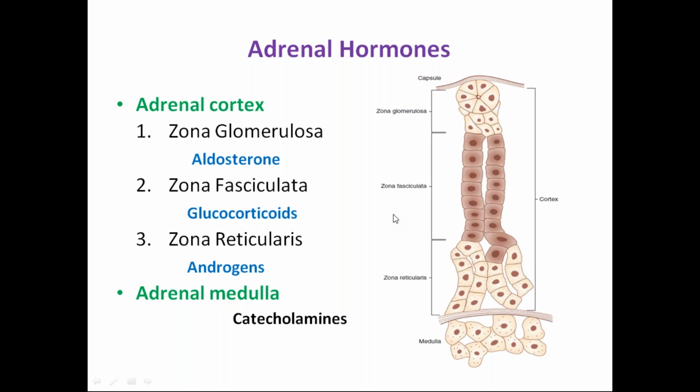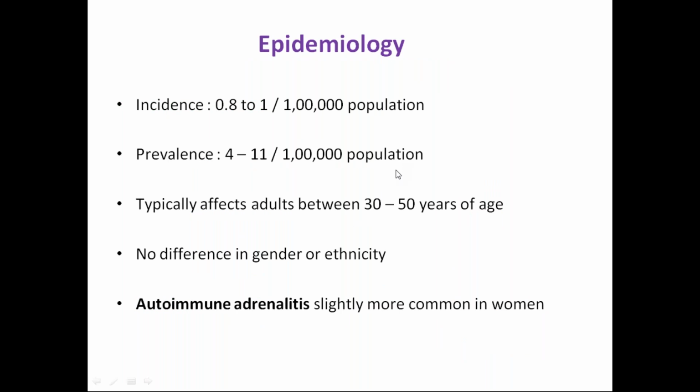So the adrenal gland produces these hormones. The incidence is about 1 per 1 lakh population, and the prevalence is 4 to 11 per 1 lakh population. It typically affects adults between 30 to 50 years of age, with no difference in gender or ethnicity. Autoimmune adrenalitis is slightly more common in women. There is a hypothalamo-pituitary adrenal axis.